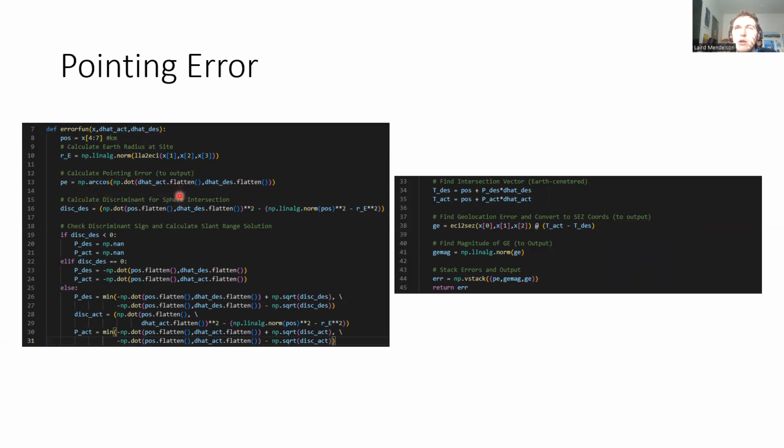But the geolocation error is a little bit more difficult because what we're trying to calculate is the intersection between that vector and the sphere of the Earth. So the first thing we do is calculate the radius of the Earth at that point. And the point we're going to use is just the actual location of the ground station, because we're going to assume it's not far off enough that there's going to be a huge difference. So we get the lat long alt from our true state, and we calculate the radius of the Earth at that location.